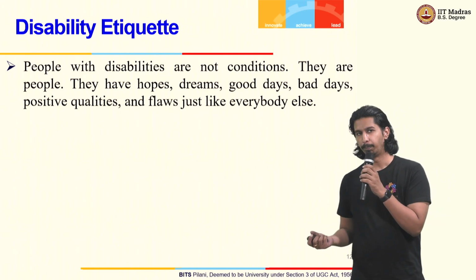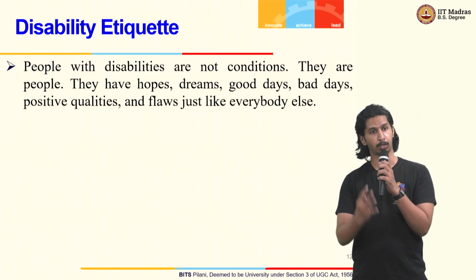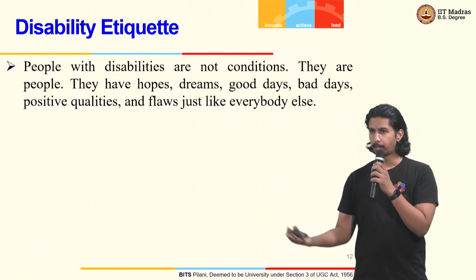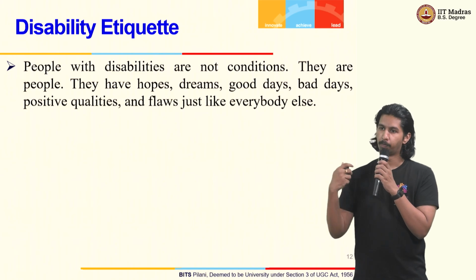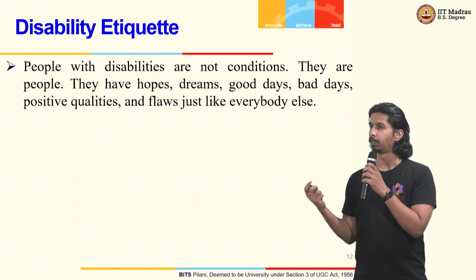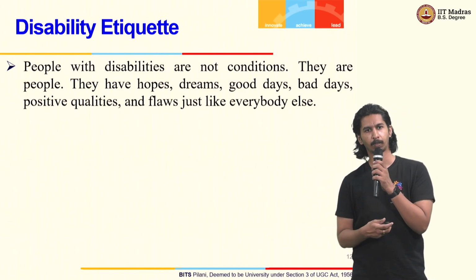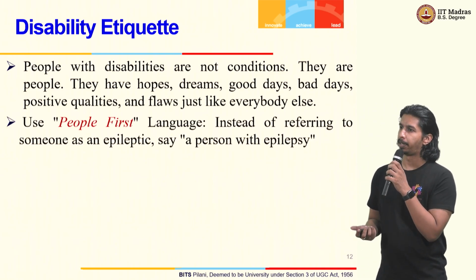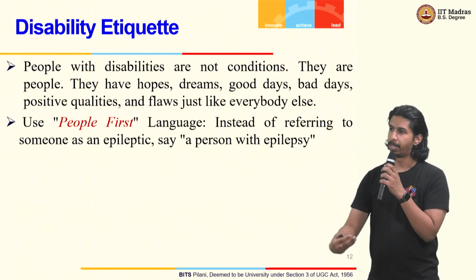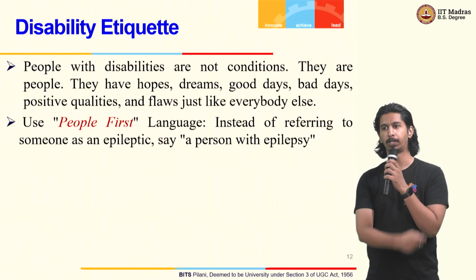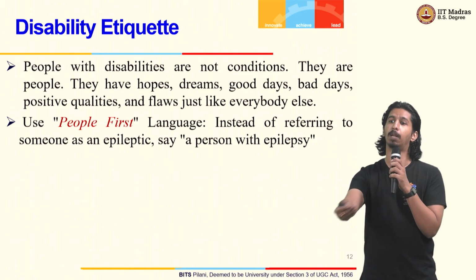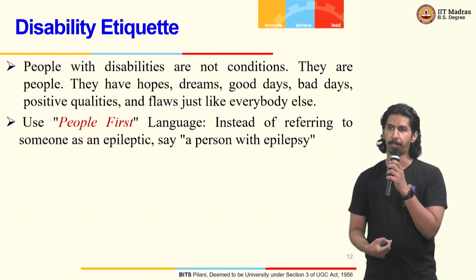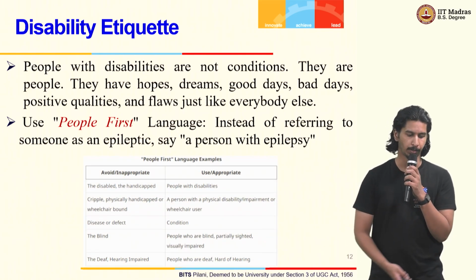So first things first, people with disabilities are not conditions, right? They are first people. They have hopes, dreams, positives, negatives. So first things first, try to use people first language, right? So what do we mean by people first language? Anyone? We have heard about people first language, right? People first language means firstly putting the person and then the disability, right? So instead of saying a blind person, you can always say person with blindness, right? So John is a person with blindness instead of saying blind John, right?